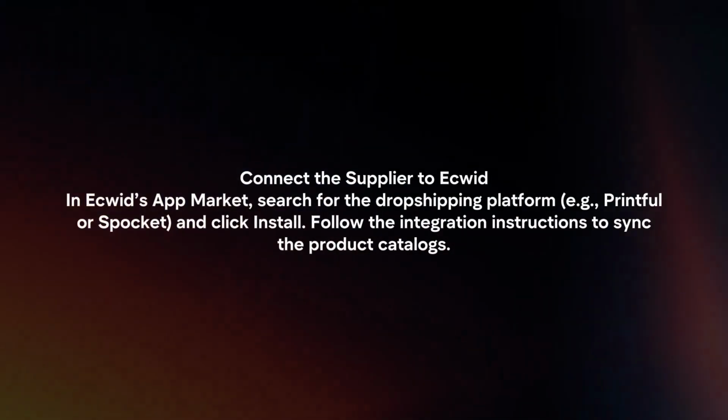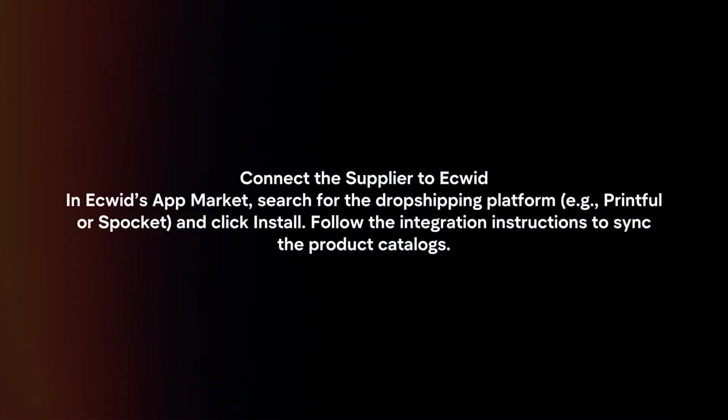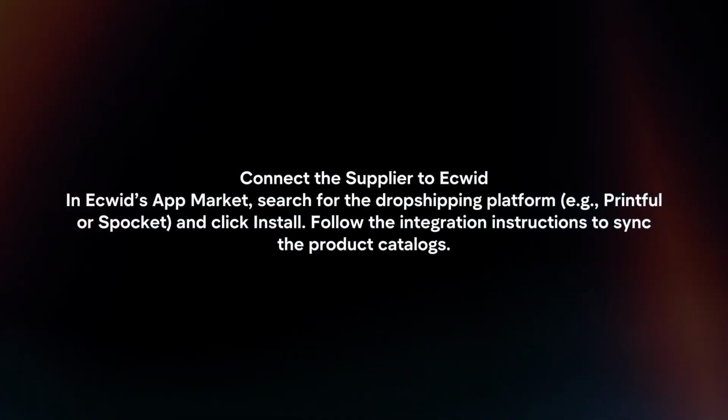Connect the supplier to Ecwid. In Ecwid's app market, search for the dropshipping platform and click Install. Follow the integration instructions to sync the product catalogs.